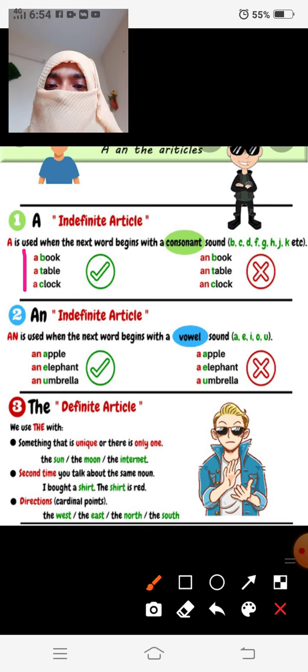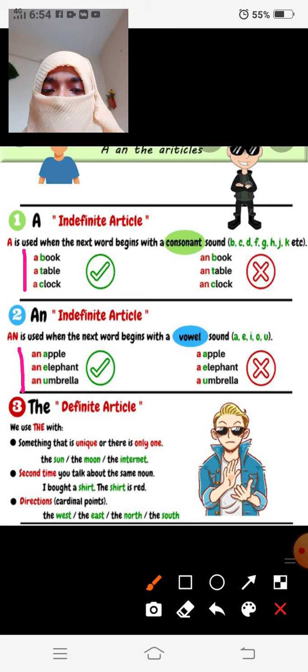The next, an. An is used when the next word begins with a vowel sound. That means A, E, I, O, U. That means when your word starts with a vowel letter, we'll use an. For example, apple, elephant, umbrella. Here, all these three words start with a vowel letter.